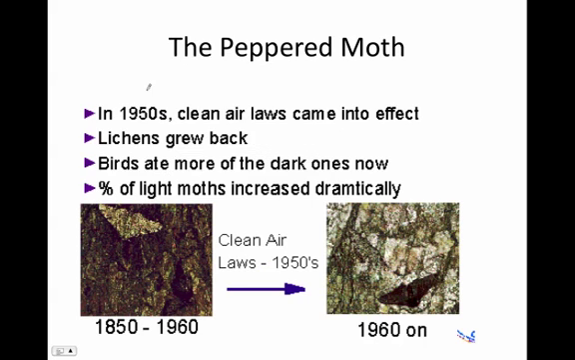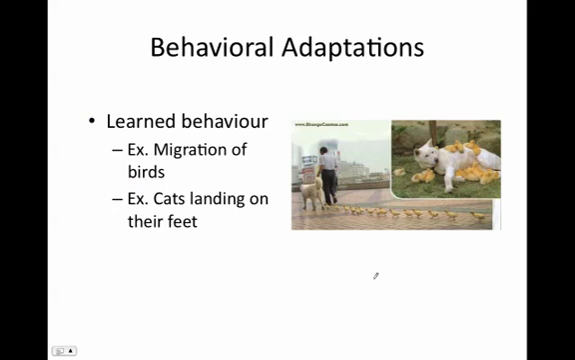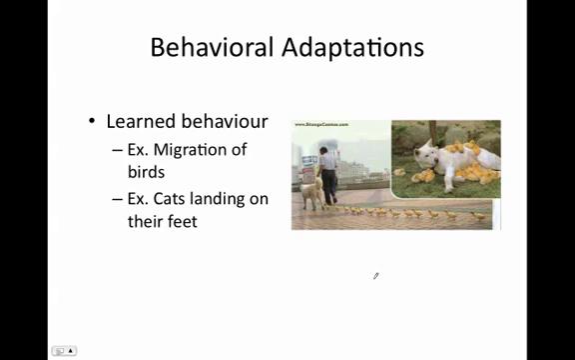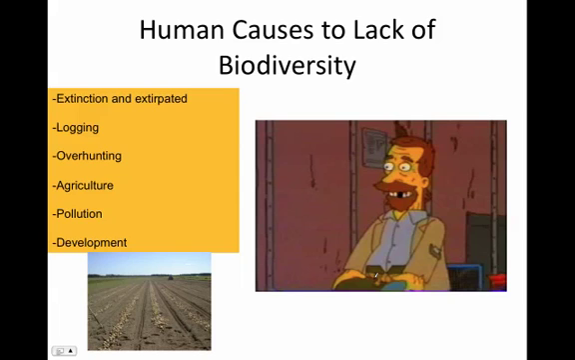Then in the 1950s, the clean air laws came into effect, and the lichens grew back on the trees. Birds ate more of the dark moths now because they stood out, and the white moths were camouflaged. And so that's a good example of how a structural adaptation might change what is happening within an ecosystem for diversity. We could also have behavioral adaptations that change an organism's diversity.